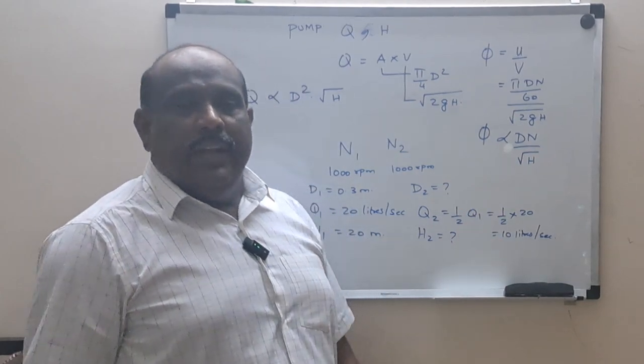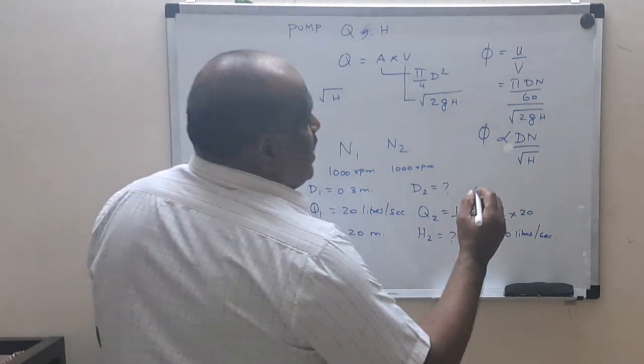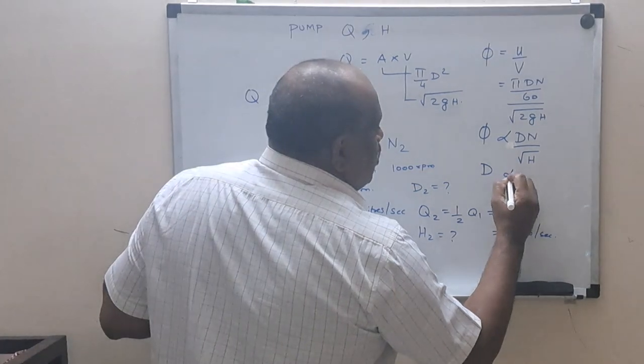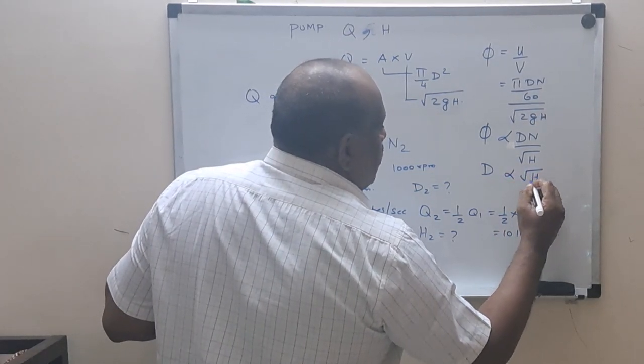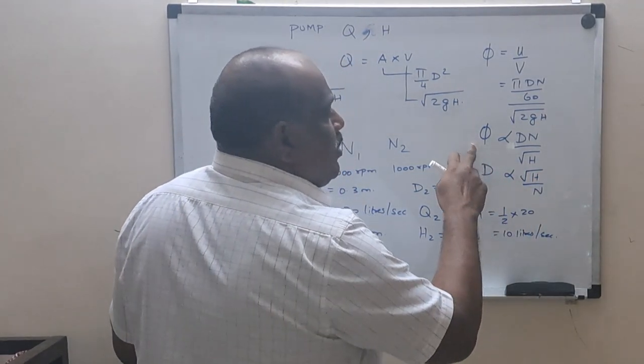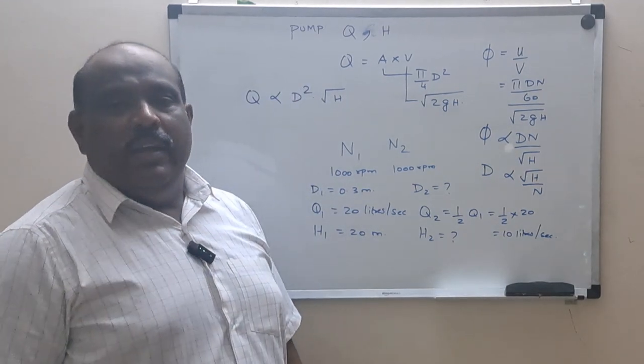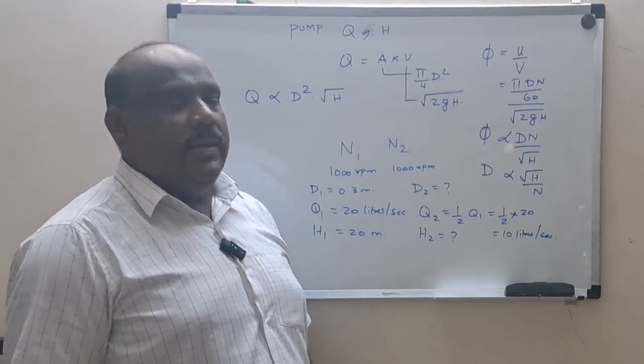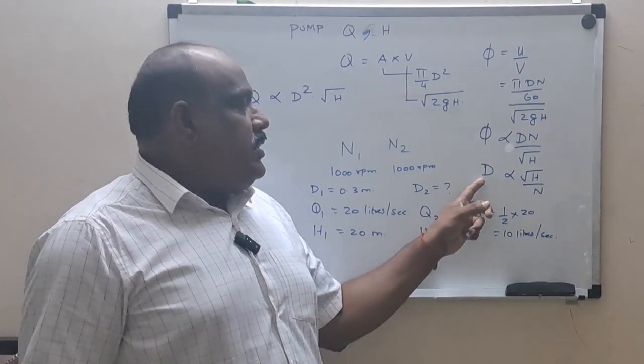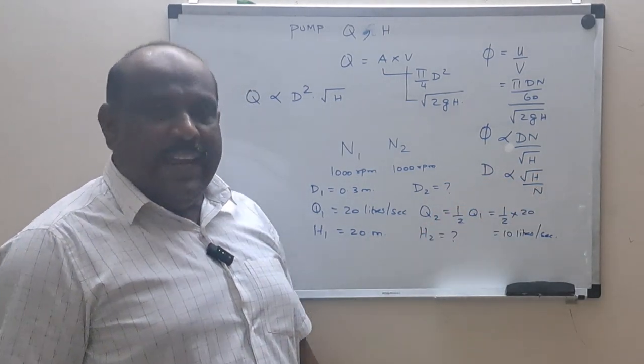dn by square root of h. From this, what is d? D will be directly proportional to square root of h by n. You may wonder what happens to phi. Phi is a constant. It's a ratio. So there's no need to worry about that. We want to take only the variables. So d is directly proportional to what? Square root of h by n.